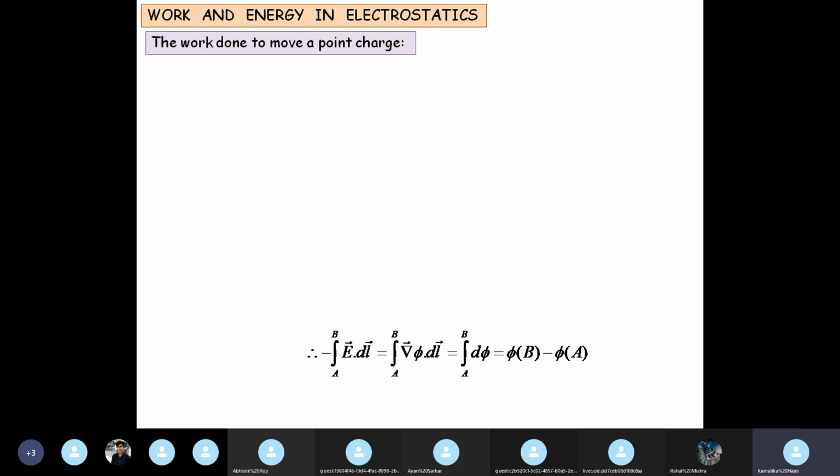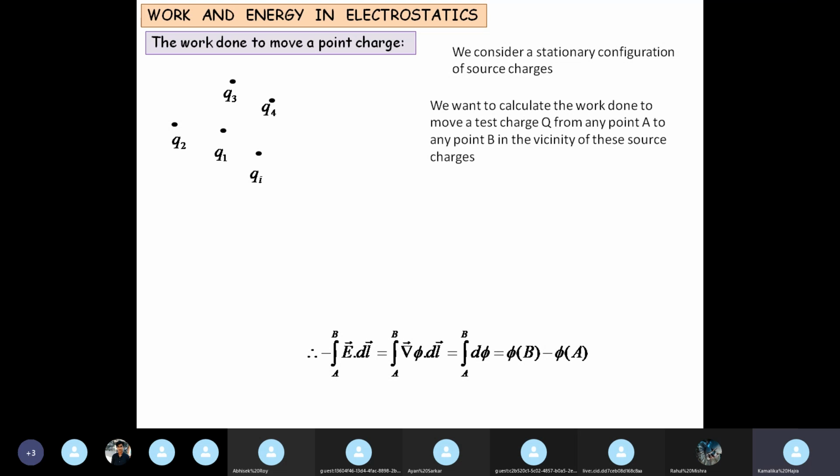Now, what is the work done to move a point charge? Consider a stationary configuration of source charges. There are several source charges which are all stationary, not moving: Q1, Q2, Q3, Q4, etc., up to Qi. There can be 5, 10, 100, 1000 charges, all discrete charges.